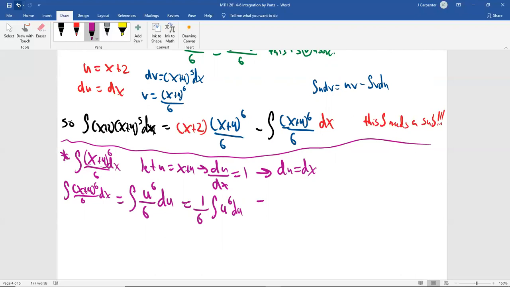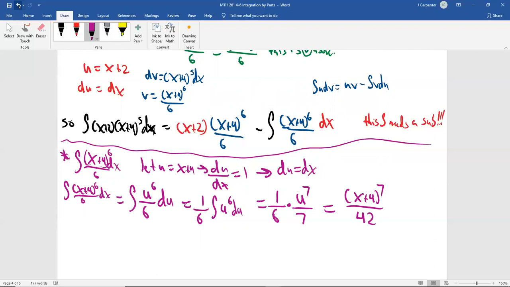Then you can straight up power rule this. That's u to the 7th over 7. So that's 1 over 6 times u to the 7th over 7. But now we have to go back to what we just called this u, which was x plus 4. So the 6 times the 7 in the bottom will make a 42. So (x plus 4) raised to the 7th over 42.